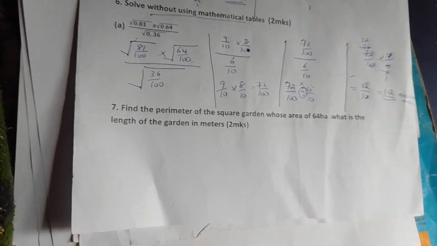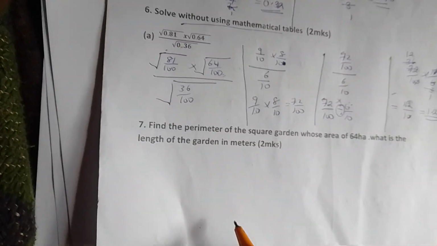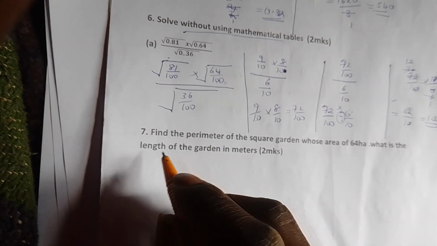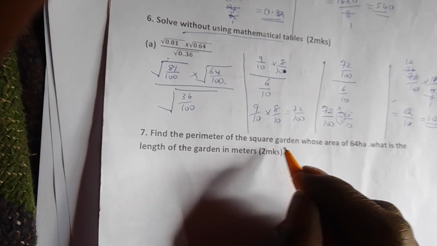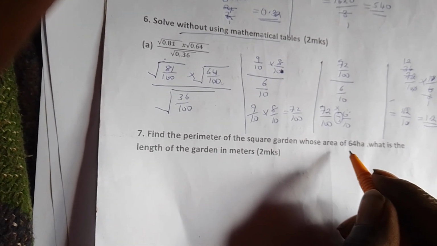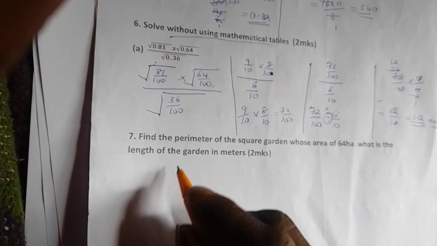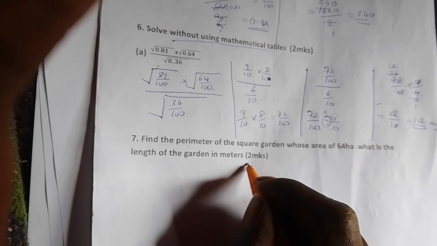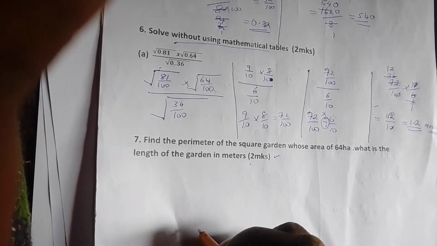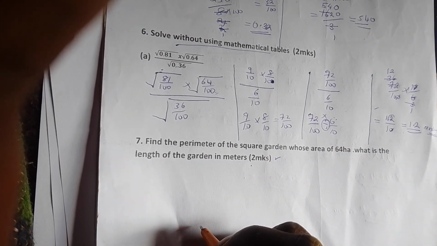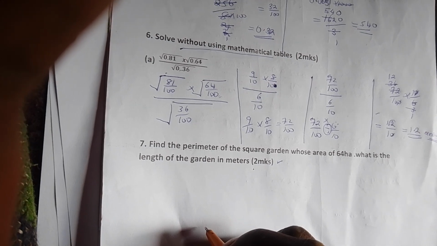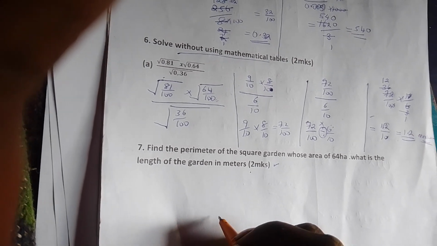And then we can move on to number 7. Find the perimeter of the square garden whose area is 64 hectares. What is the length of the garden in meters? Find the perimeter of the square garden whose area is 64.